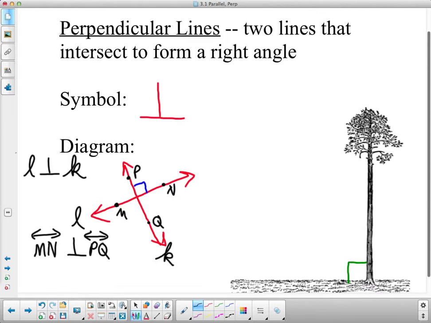Perpendicular means two lines that intersect to form a right angle. Okay, look around the room. Where are there two lines that intersect forming a right angle? Okay, the chalkboard or the black tape. Now again, if you go to floor, that's a whole plane. Give me lines.